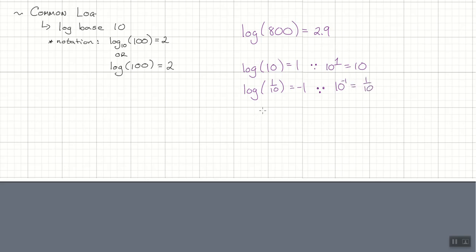Follow up. Log of 0. But 10 to the 0 is 1. Oh. It's not 0. It can't be 0. 10 to the 0 is 1. Oh my gosh. It doesn't exist.